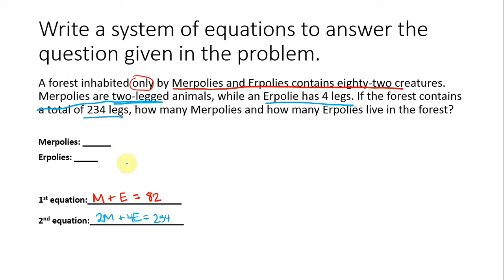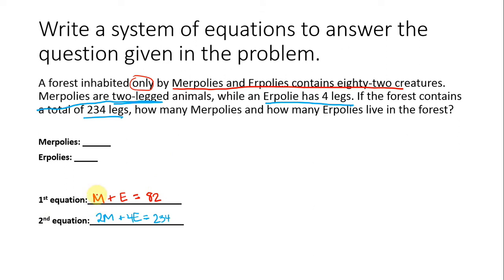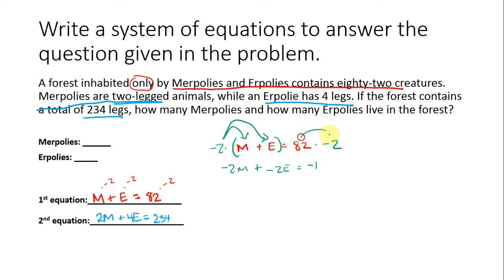Now let's solve this by elimination. I'm going to eliminate the m's. To get this m to eliminate with those m's, I'm going to multiply this by negative 2. So rewrite, and multiply both sides of the equation by negative 2. So here, I'll get negative 2m plus negative 2e equals negative 164.